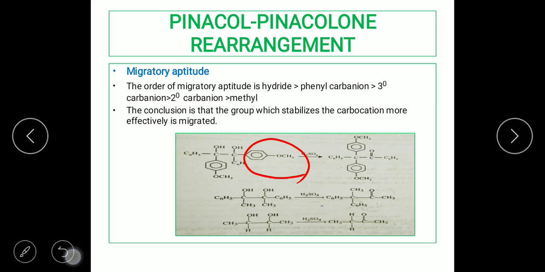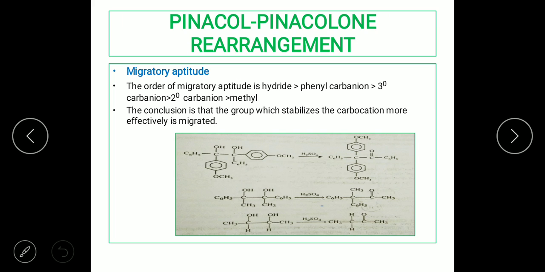Now for that there is an order. Hydride always takes the first position, and the second position is given by the phenyl carbanion. That is, phenyl is moving out with its electron pair. The third position is for the tertiary carbanion, the fourth position is for the secondary carbanion, and the fifth position is for the methyl.